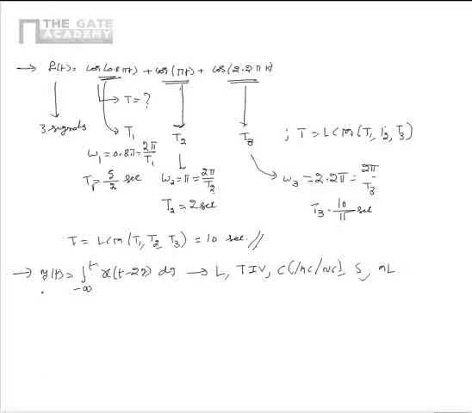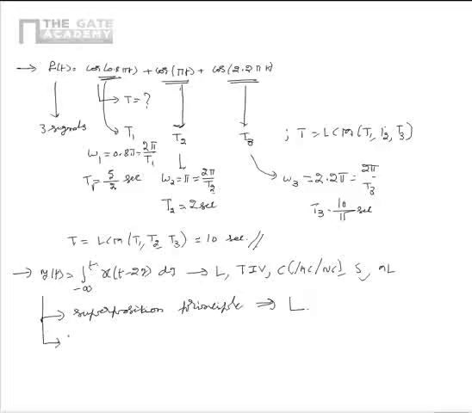Now we see that the given continuous time system satisfies the superposition principle, that is, a linear combination of inputs gives a linear combination of the outputs. From this we can say that the system is linear.